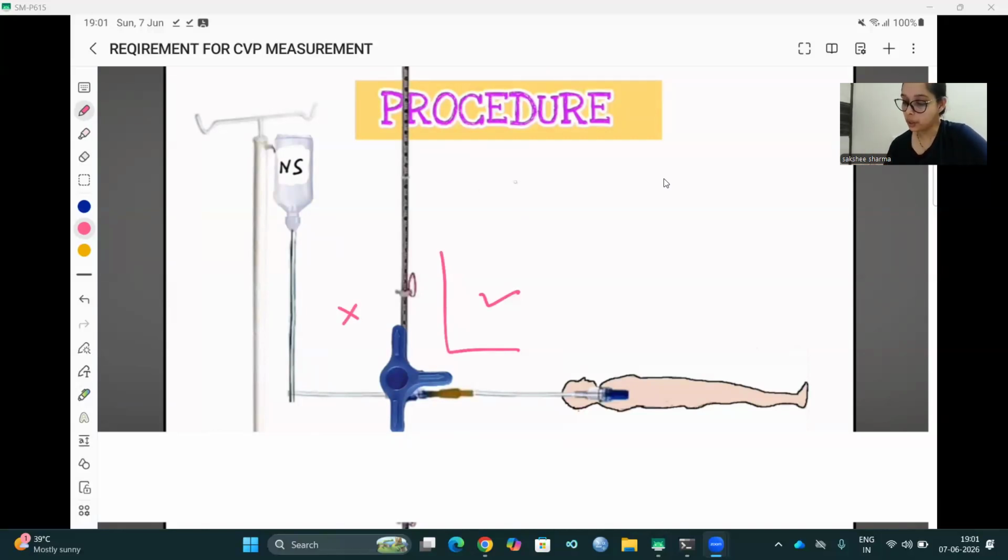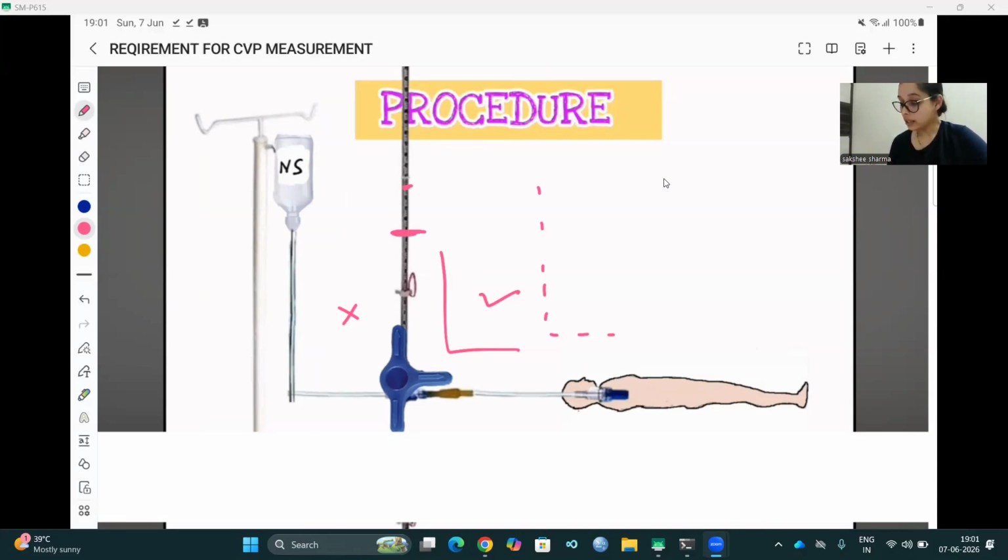Since it is on between the manometer and the patient, the NS which was there in this manometer will start coming down. Okay? Now, there will come a point where the NS will stop and will not go down any further. That particular point on which the NS has stopped is your CVP, central venous pressure.